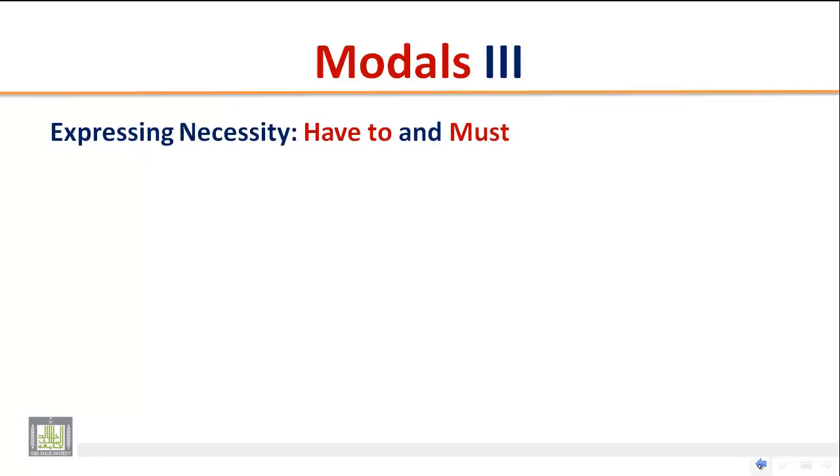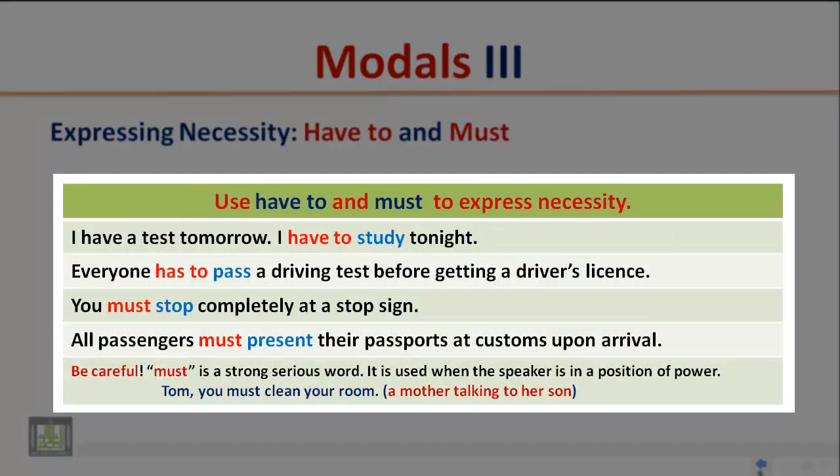Expressing necessity, have to and must. Use have to and must to express necessity. Examples: I have a test tomorrow. I have to study tonight. Everyone has to pass a driving test before getting a driver's license. You must stop completely at a stop sign. All passengers must present their passports at customs upon arrival.